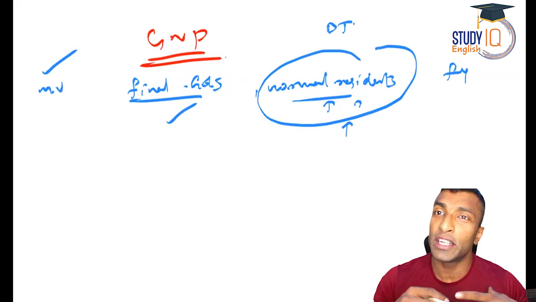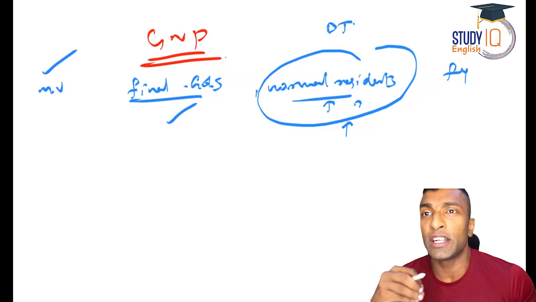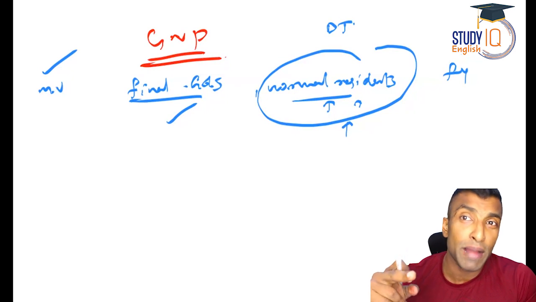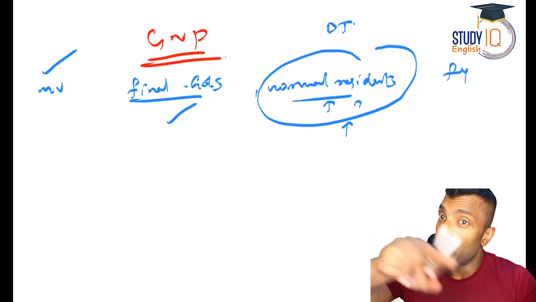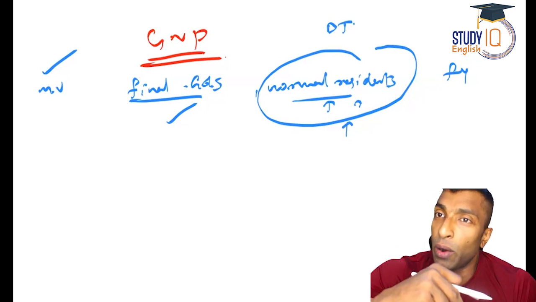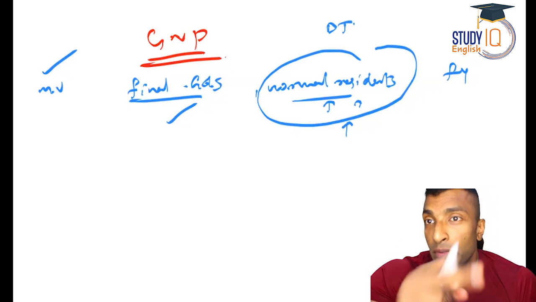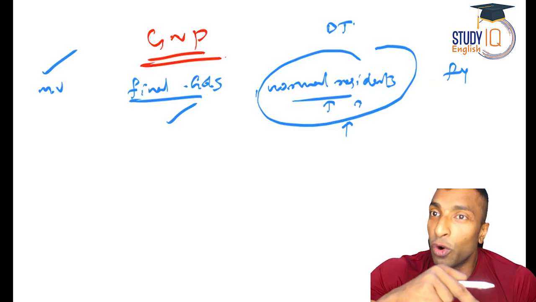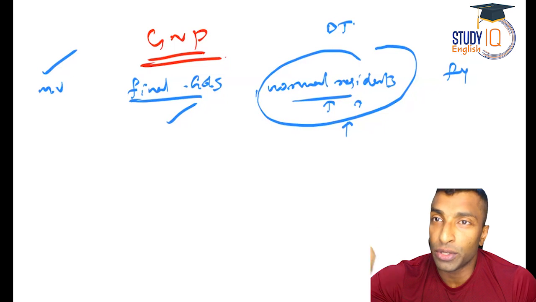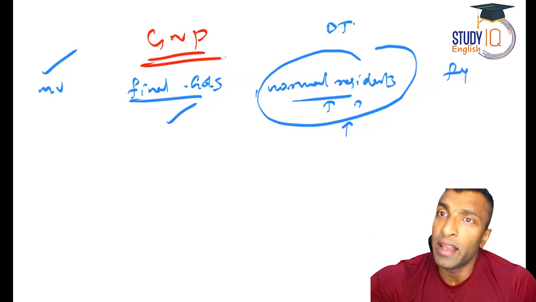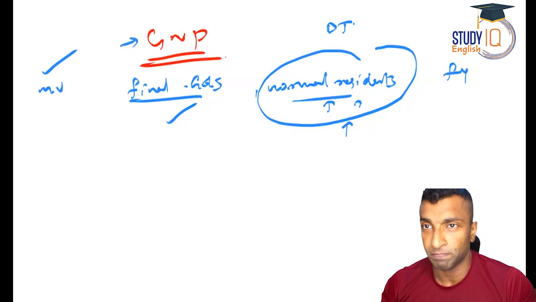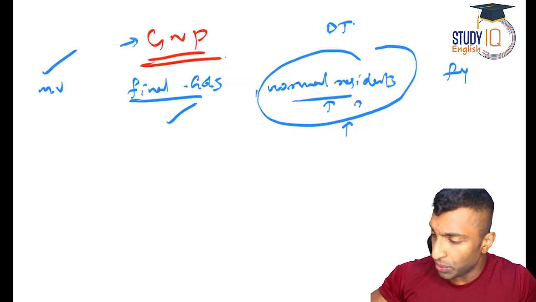Whatever is produced by the nationals, by the normal residents, by the citizens, it doesn't matter where it is produced. Before, it mattered where it was produced; it had to be in the domestic territory. Now it matters who produced it. Before, where it is produced; now, who produced it. So it doesn't matter whether you produced it in the US or England or Sri Lanka or wherever. If it is produced by Indians, it will come in GNP. So I hope this is clear.